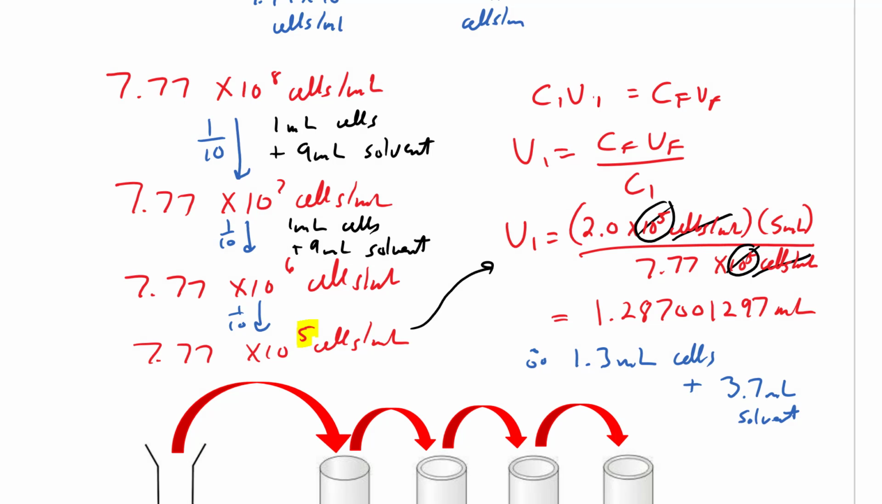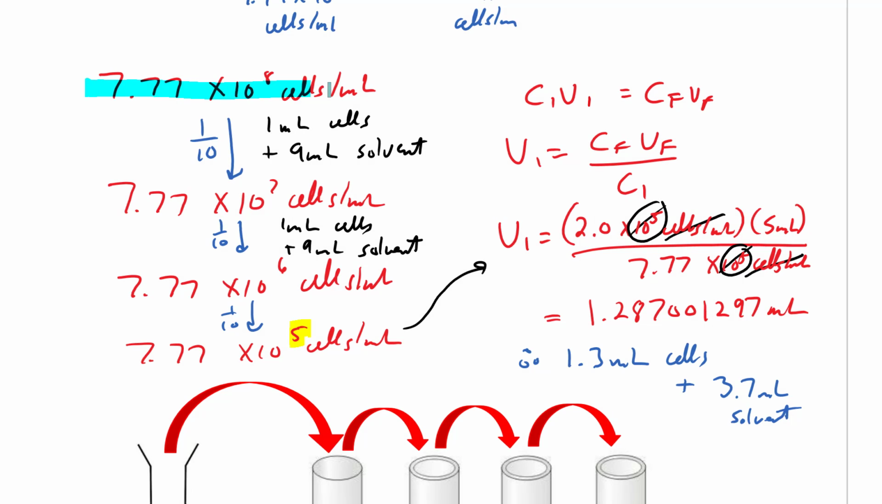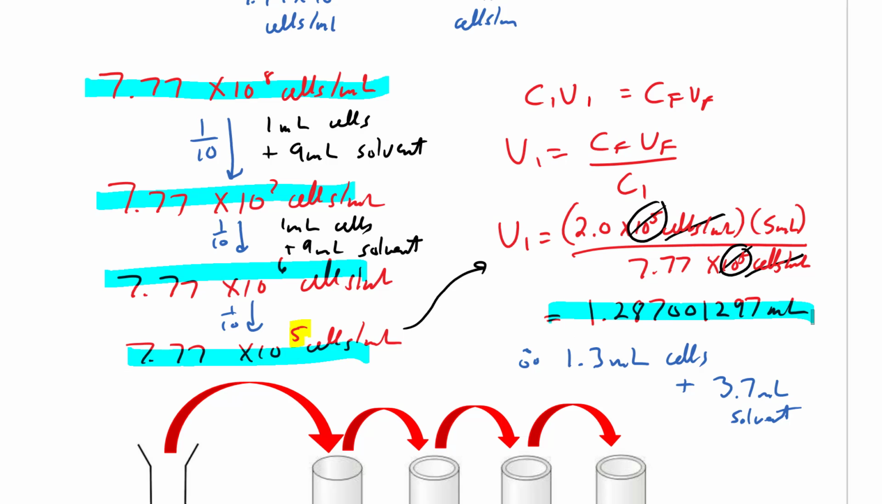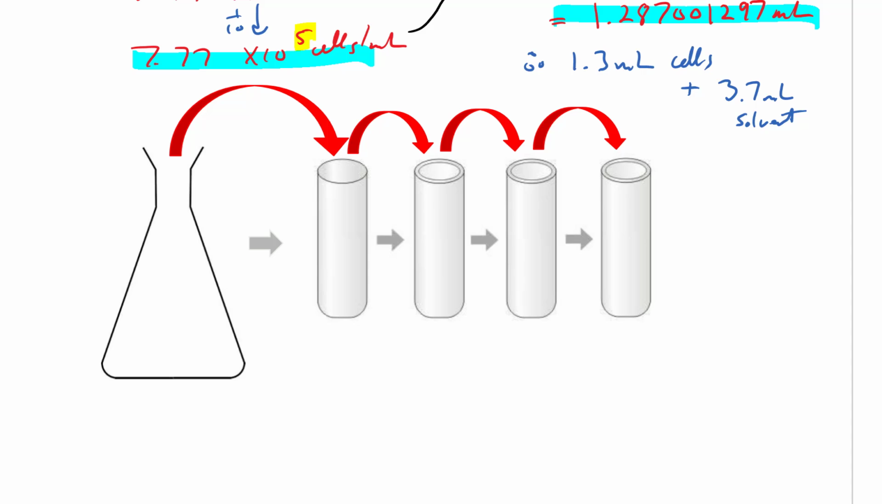A lot of steps along the way. I will have my stock solution. I will have 1, 2, 3, 4 dilutions. So that's the math behind it. Let me show you what it looks like. So here's my stock. I'm going to take 1 mil from this. I'm going to add it to 9 mils of total solution. That'll be 10 mils. This is a 1 in 10 dilution.